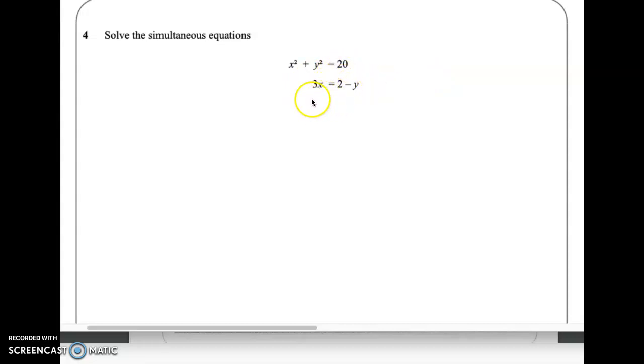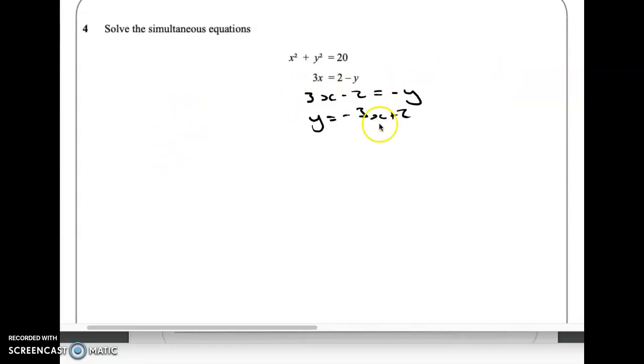If we take 2 from both sides, you're going to get 3x minus 2 equals minus y. And if we want y to be positive really, so we just times it all by minus 1. So you would get positive y equals minus 3x plus 2. When you times something by minus 1, basically all the signs just change. Okay, so now we plug this into y.